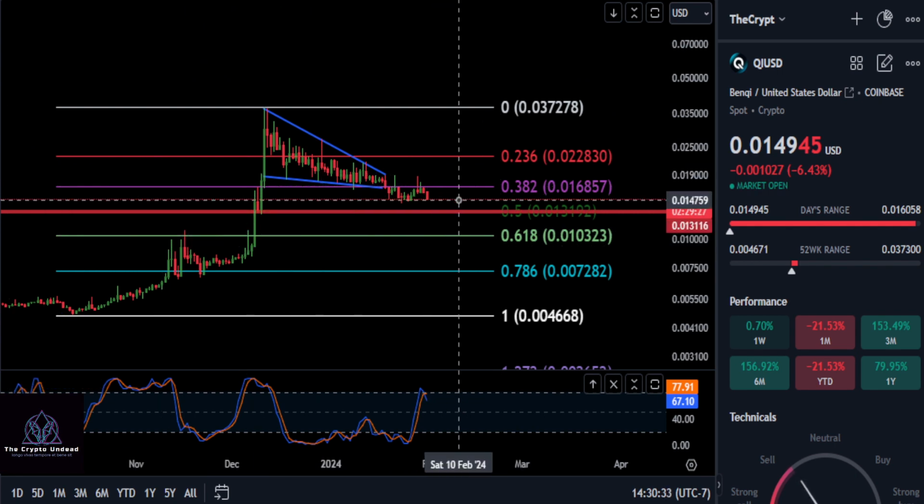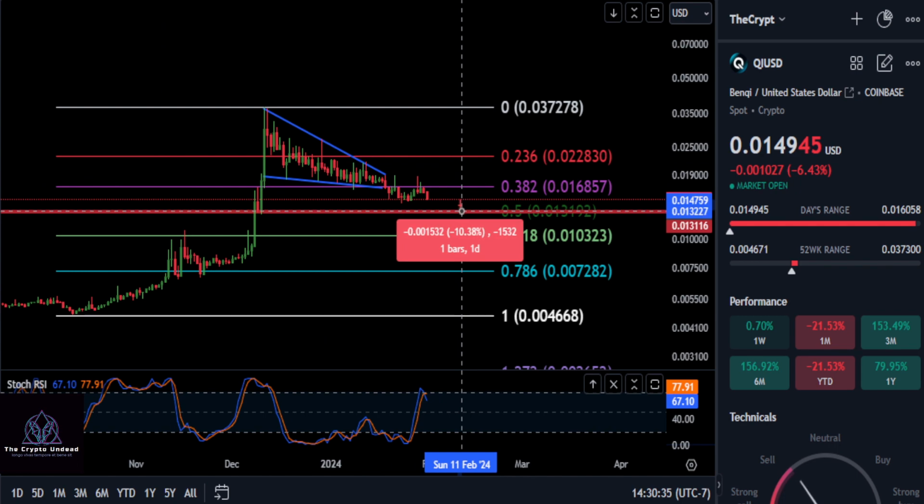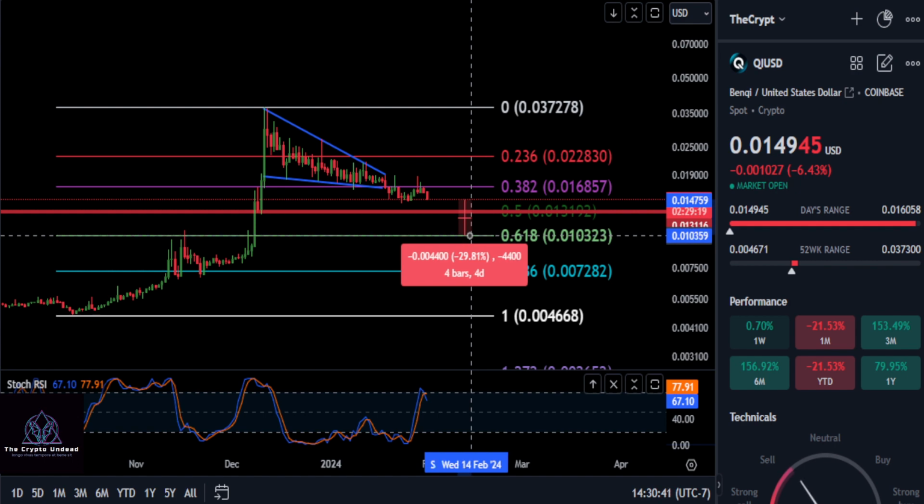So potentially we could still drop about 14. Well, now it's about an 11% drop to 1.3, and then down to that 618 retracement, you can see, is almost a 30% drop here.